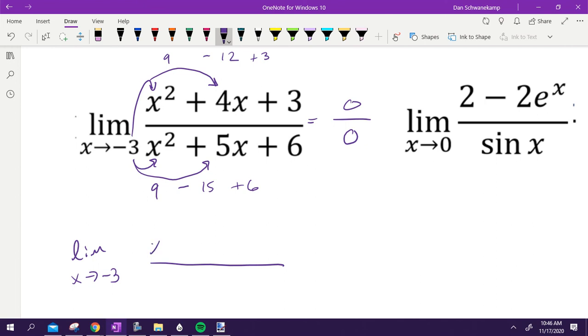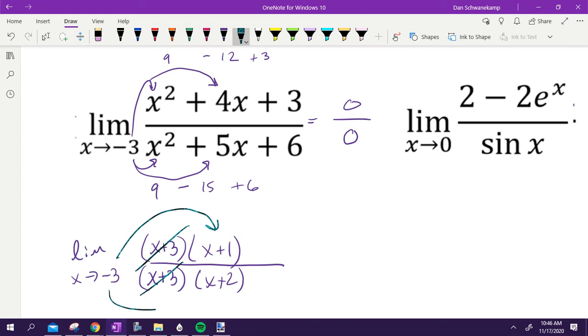On top, we can factor that into x plus 3 and x plus 1. On bottom, we can factor that into x plus 3 and x plus 2. So we got 0 over 0. If that's true, we got to do more. So we factored. Now we're going to cancel, and then we're going to plug back in. -3 plus 1 is -2. -3 plus 2, -1. My answer is 2. That's not too bad.